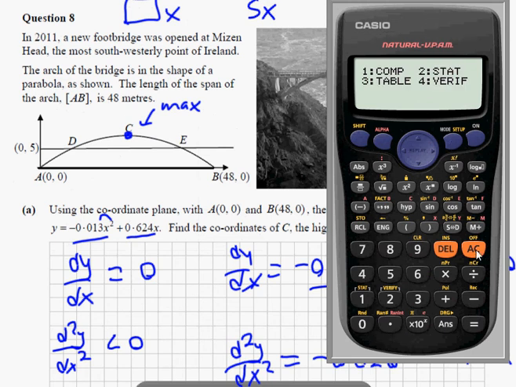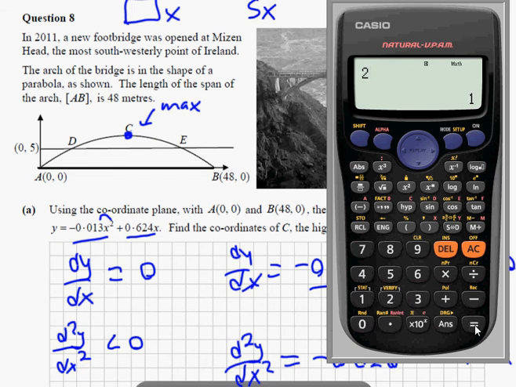So f of x equals minus 0.013 x squared, right? Oh, only one 0, sorry, excuse me. So x squared, yeah. And then after that, I'm going to put down the 0.264 x, and I'm going to start at 0. I'm going to end at 48. And we'll call it a step of 2.